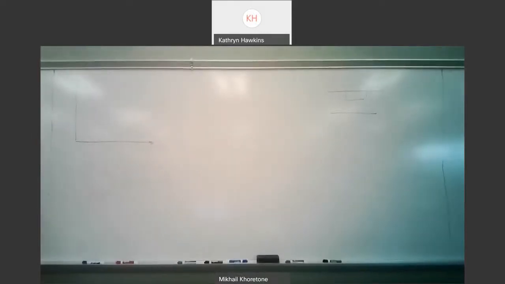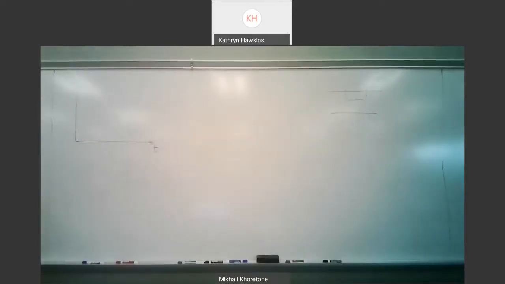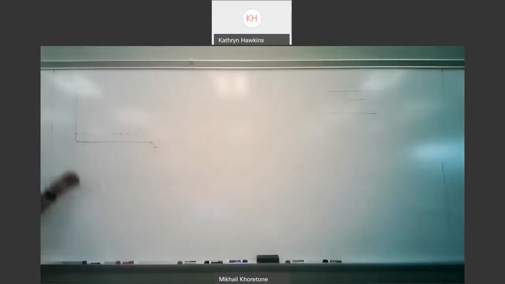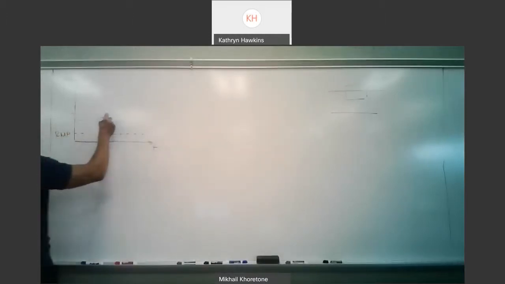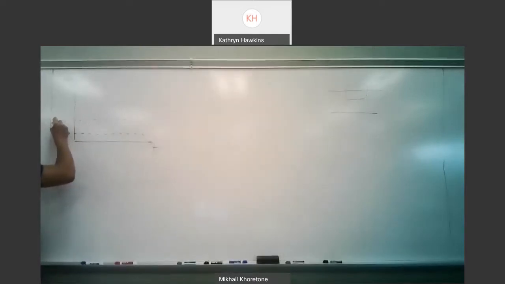We can reflect changes in membrane potential on the graph. It's going to be time on the x-axis, and it's going to be voltage on the y-axis. This is going to be the resting membrane potential. And this is going to be the threshold. That makes sense?